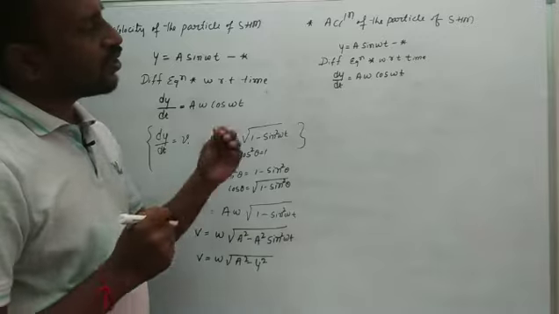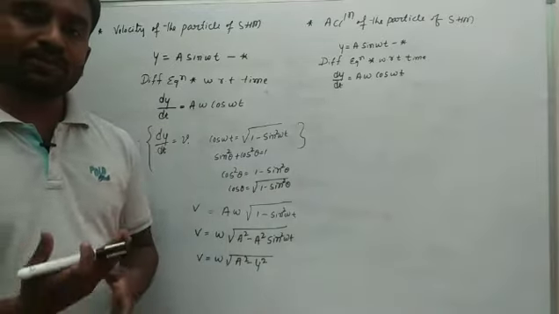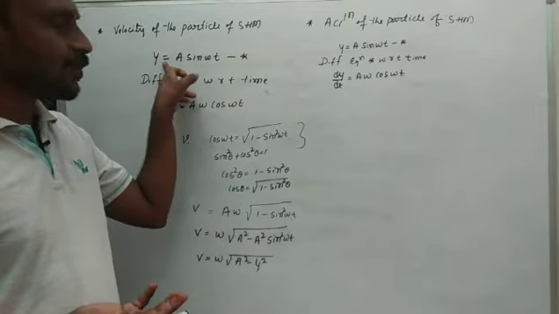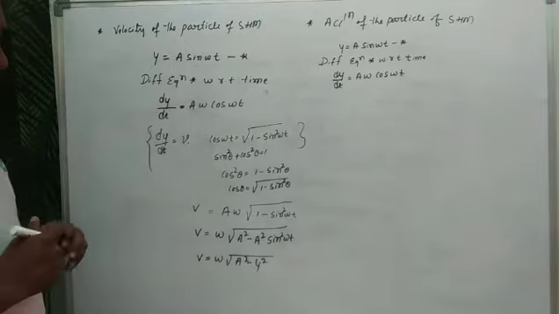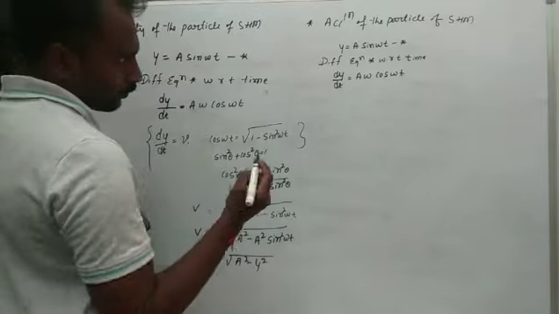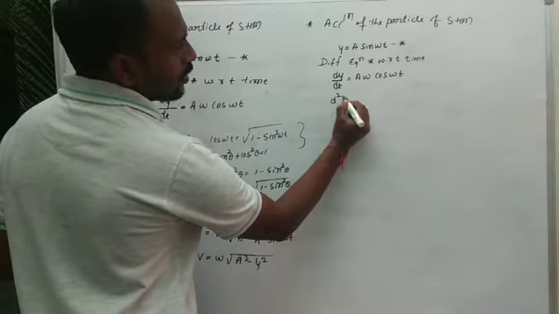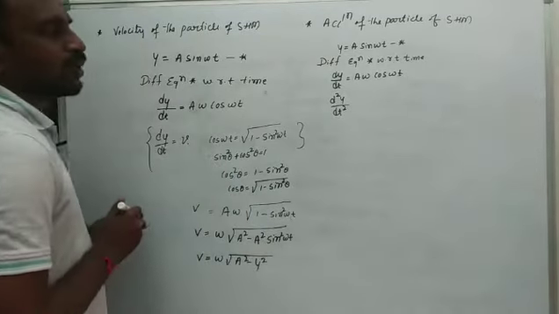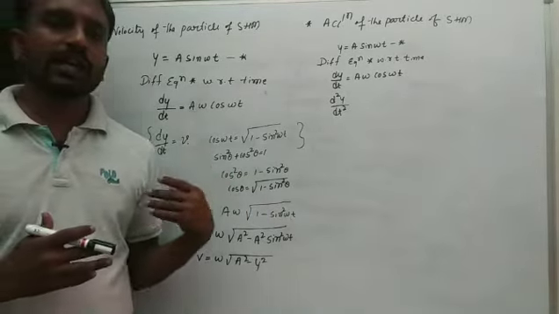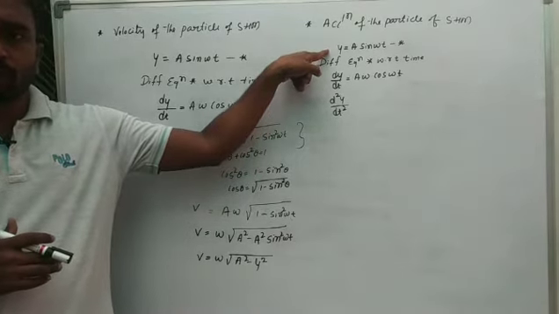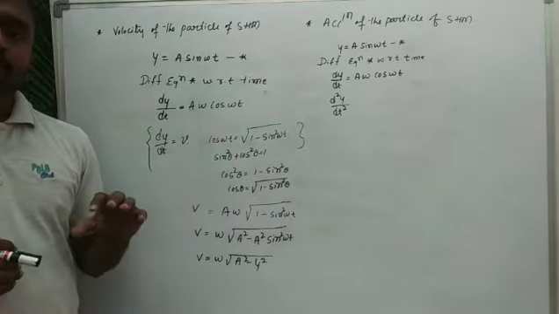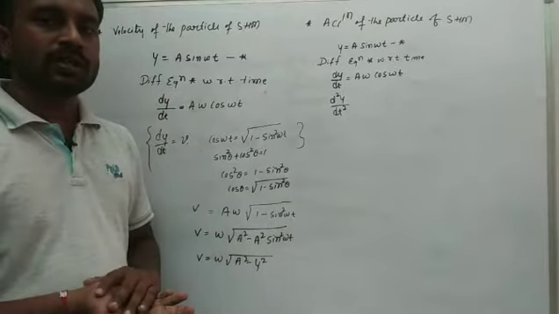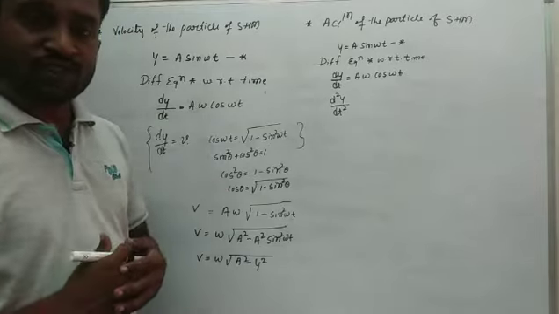Next, differentiate this equation with respect to time. Why? Because differentiating the displacement two times gives the acceleration. So again differentiate this equation, so d square y by dt square. Differentiating two times, we get the acceleration. Why? Because the first differentiation of displacement gives velocity, and differentiating velocity again with respect to time gives acceleration.